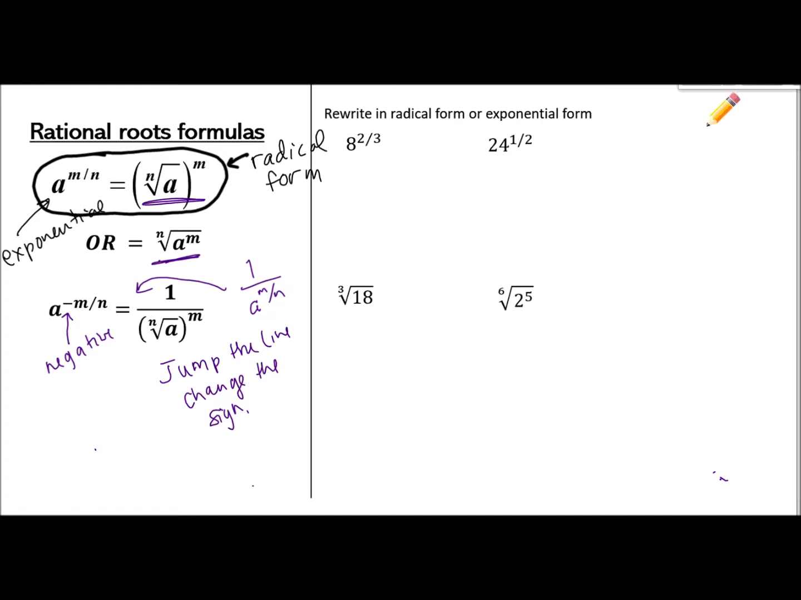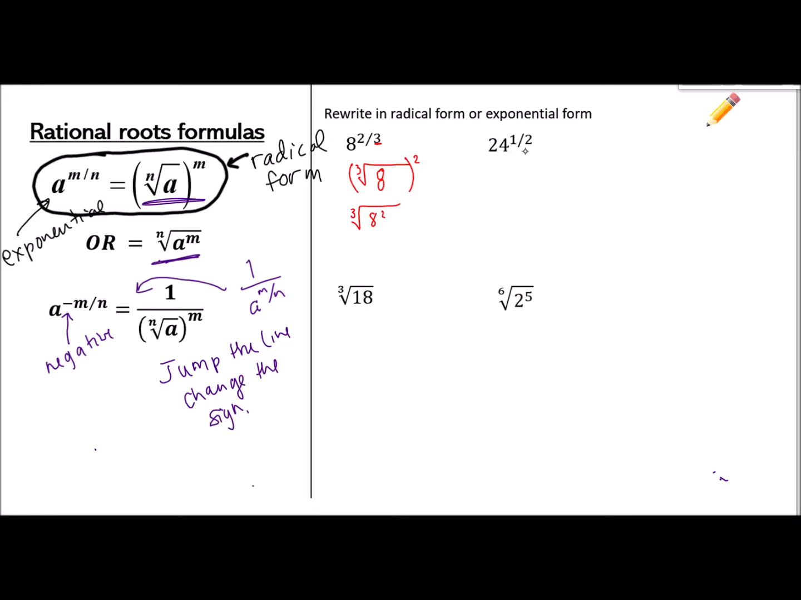All right, let's see some. So 8 to the 2/3, you're going to write a radical, put the 8 on the inside, and then put the bottom number on the shelf, and the top number becomes the power. And that's it. You could also write this with the cubed root, and inside is 8 to the second power. So either one, they mean the same thing.